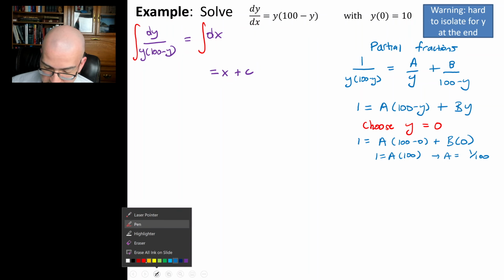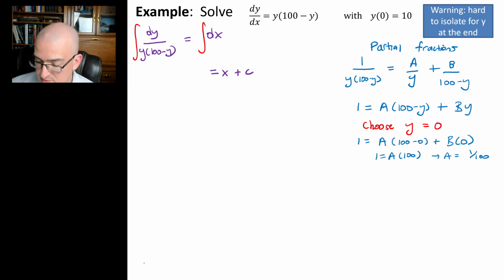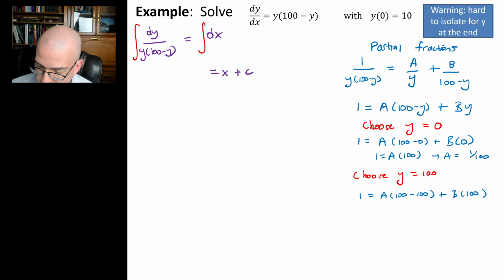And now we need to find the b value. We find the b value if we let y equal 100. If we do that, we get 1 is equal to a times 100 minus 100 plus b times 100. And we find 1 is equal to 100b. 100 minus 100 is 0, so that first term disappears. So b is equal to 1 over 100.